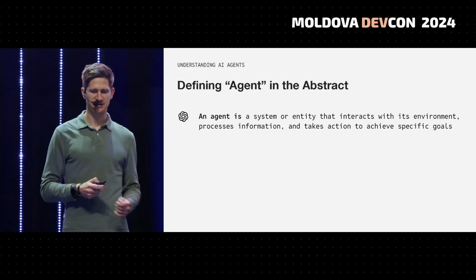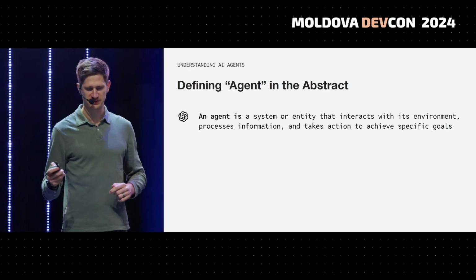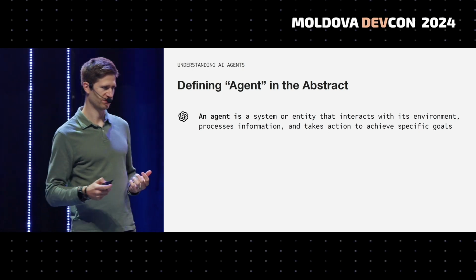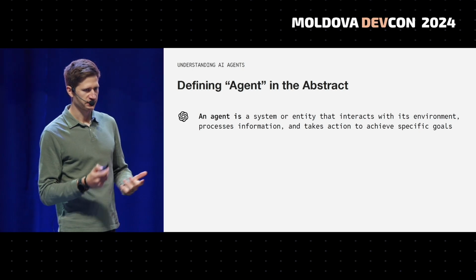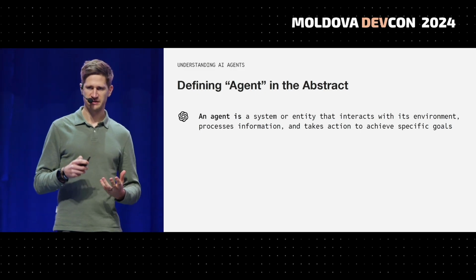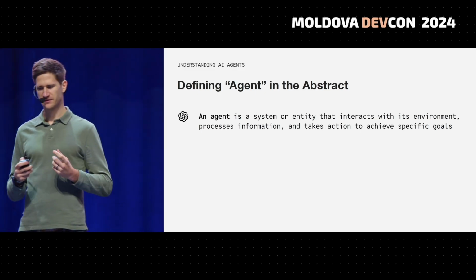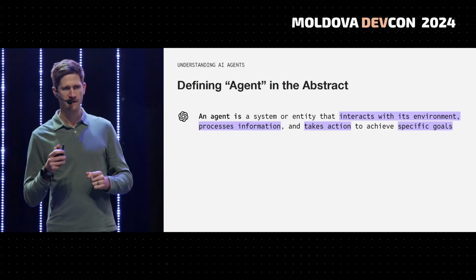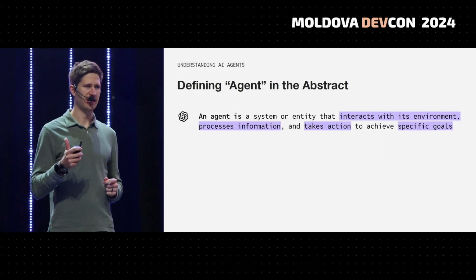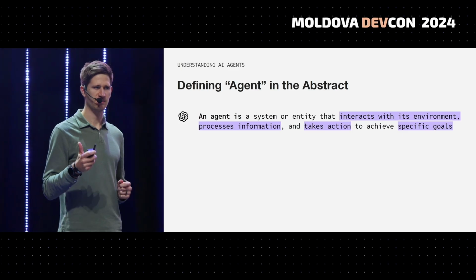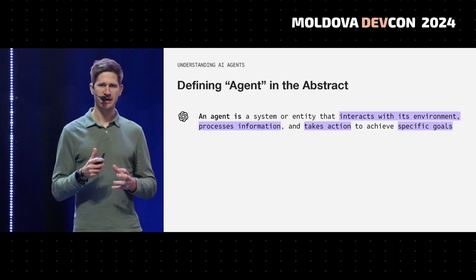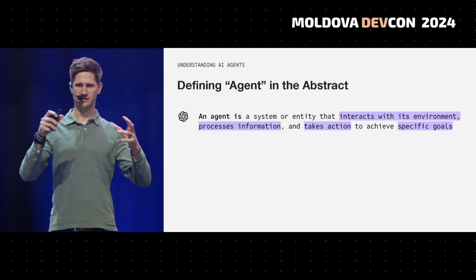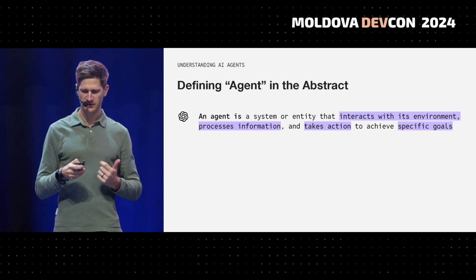An agent is a system or entity that interacts with its environment, processes information, and takes action to achieve specific goals. Now, I think this is a very nice definition. It's very concise, captures pretty much the essence, but what I really want you to take from this is the following. An agent is able to interact with its environment. So an agent is something that is not just a bystander. It can be in an environment and interact with whatever is around it. It's an active role player.